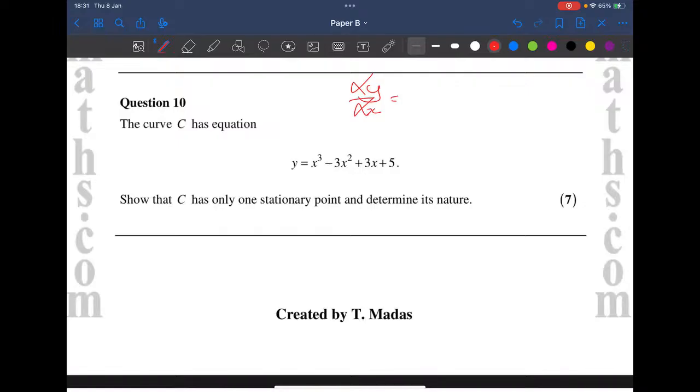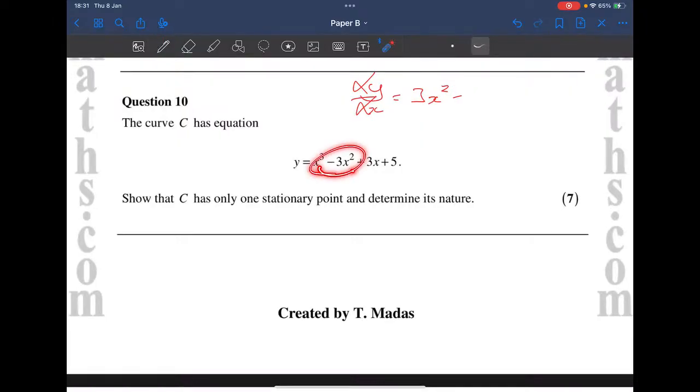What does x cubed become? Bring the power down the front. So 3 times 1 is 3. Drop that power down to 2. We'll take away then 3 times 2 is 6. Drop that power to 1. The 3x will just become a 3. And the 5 vanishes. 5 is a constant. How fast do constants change? They don't change. So the dy dx is just 0.